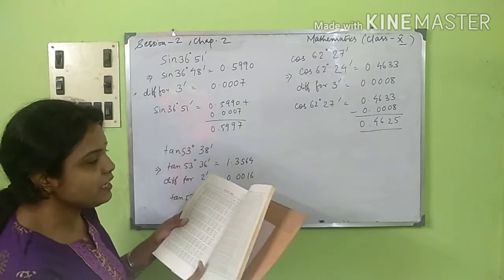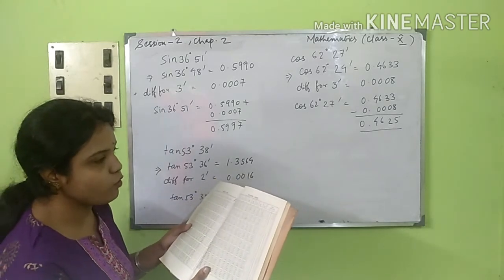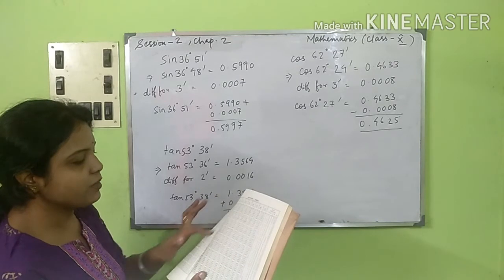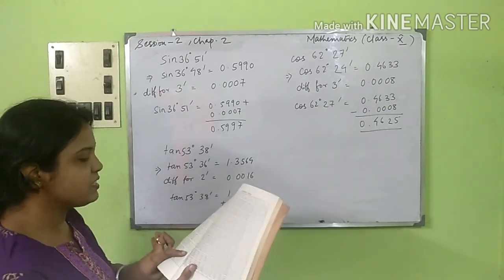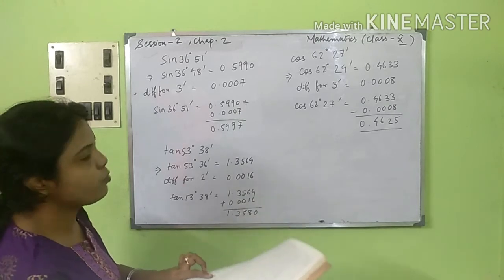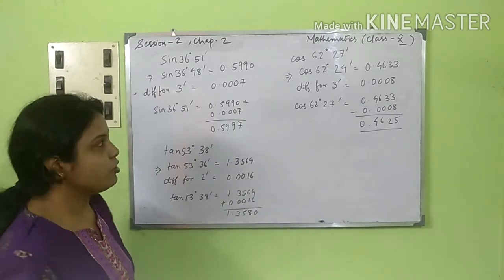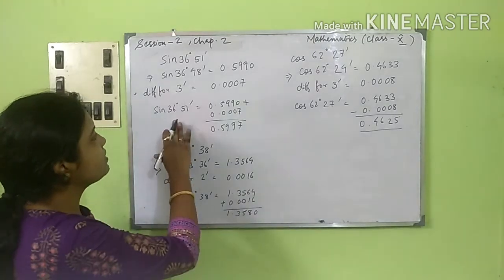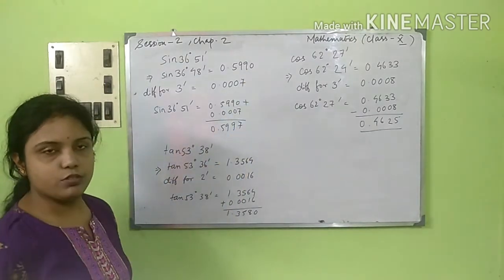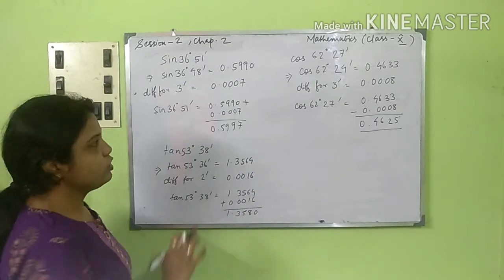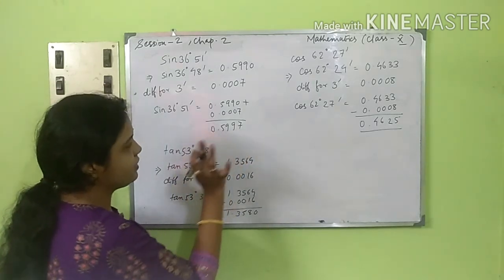So there in the mean difference you will see 1, 2, 3, 4 and 5. So we will take up the third value. The third value, as you can see, is 7. That means it will be 0.0007. So in that case, whenever we have the sine value, we need to add these two values, and we get 0.5997.